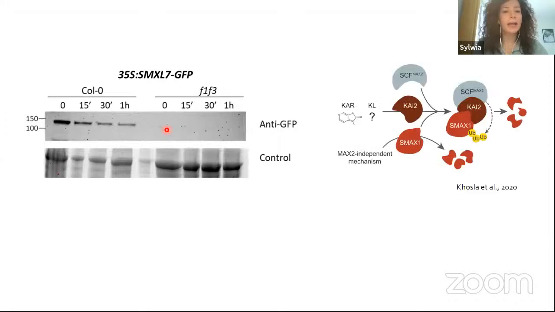However, we were very happy to see a MAX2-independent mechanism of SMAX1 turnover. So we would also like to test whether the phosphatase is important for SMAX1 turnover, and if this turnover is MAX2 independent, how it would look based on our phenotypes in lateral root density and hypocotyl.